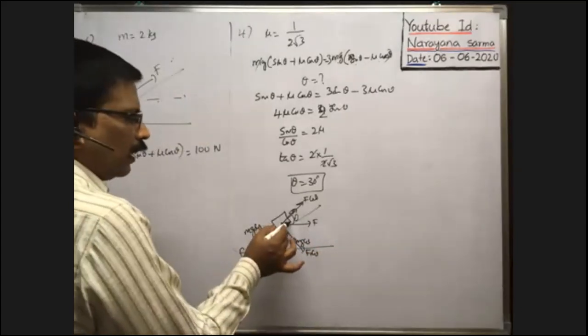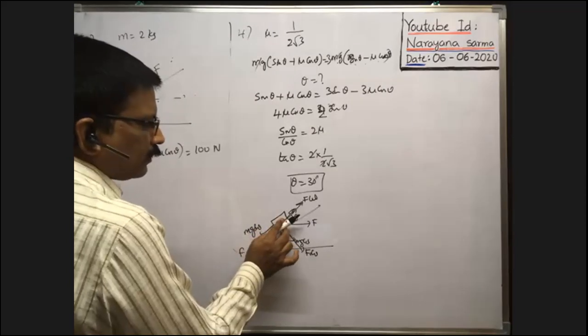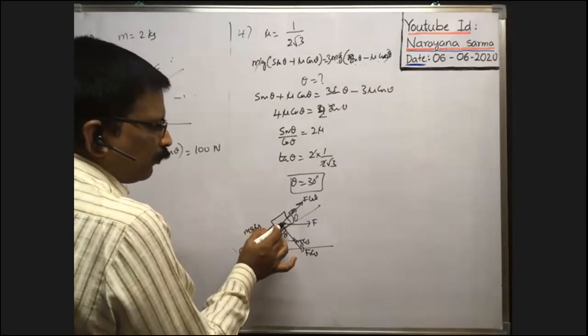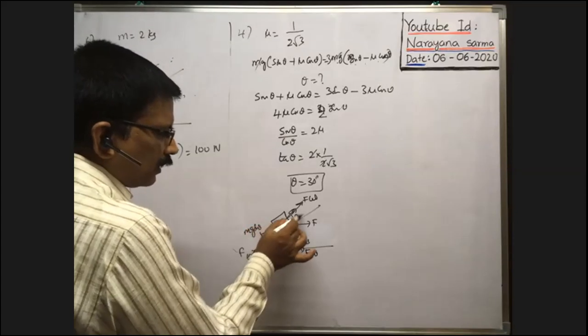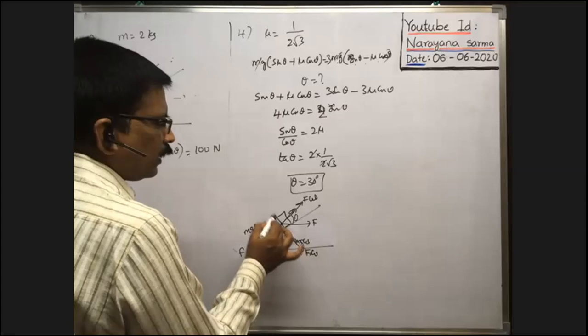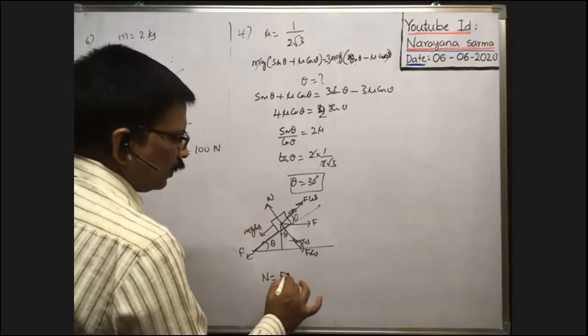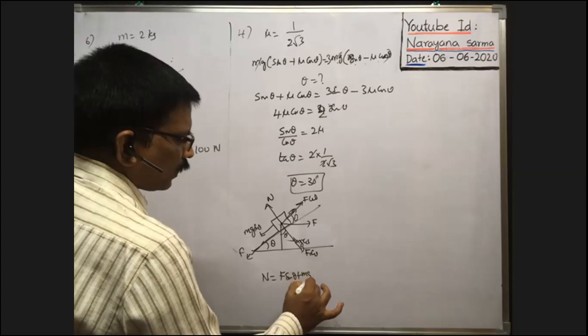Here you see, at the plane of contact, perpendicular to the plane of contact, the force with which the block pushes the inclined plane downwards is equal to f sin theta plus mg cos theta. Then the equivalent normal action acts in this direction. So in this case, normal action is equal to f sin theta plus mg cos theta.